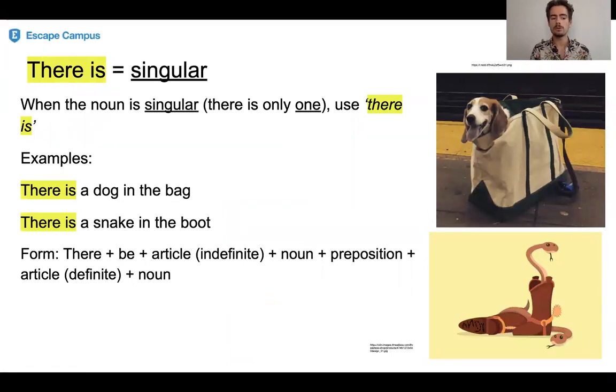So there is used when the noun is singular or there is only one. For example, there is a dog in the bag. There is a snake in the boot. The form, we have there with the verb to be. This time, because it's singular, with an article, a, noun, snake, preposition, in, article again, the, and the second noun, boot.